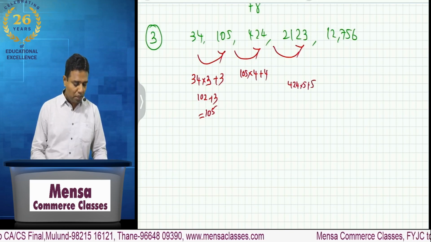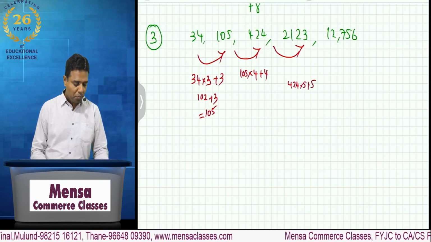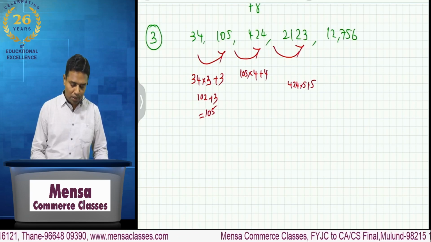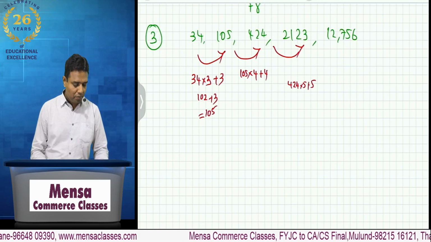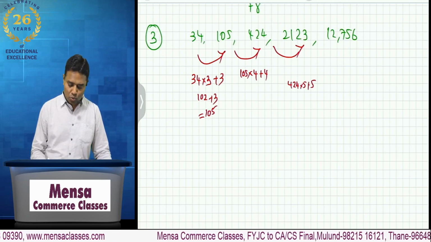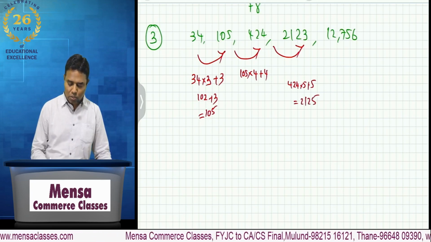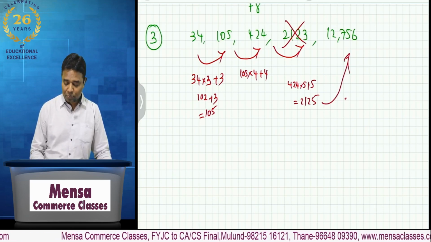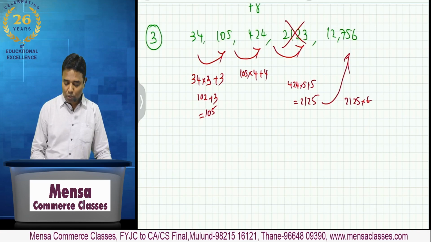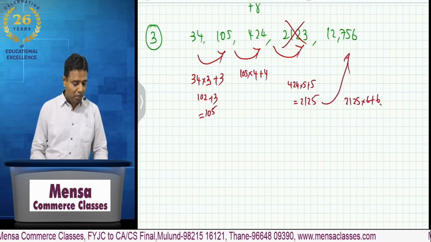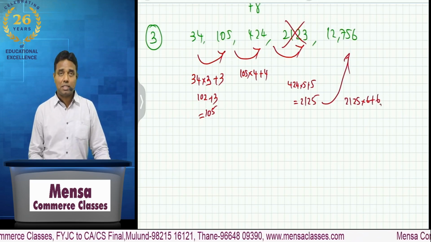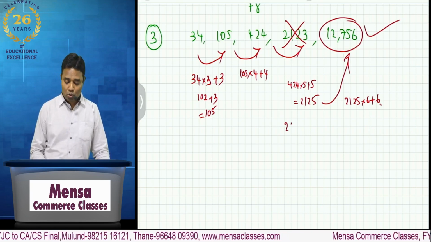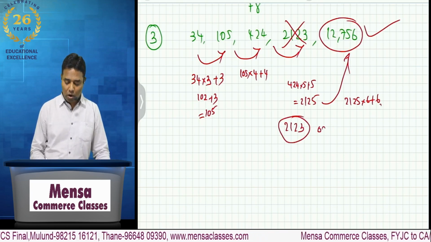So 424 into 5 plus 5 is 2125, but here it is 2123. So not fitting. But let us anyway check, does it satisfy or not? So 2125 into 6 plus 6. Let us confirm. Into 6 is 12,750 plus 6 is 12,756, working. So 2123 is the odd man out.